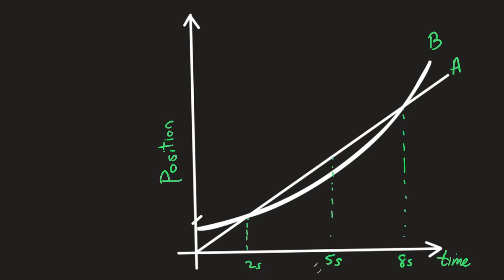B does not have a constant slope. B's slope, is it getting steeper or shallower? Steeper. So those are the words I want to use here. B's slope is changing. I don't know if it's exponential or quadratic. I wouldn't know that unless I had more data. I know that it's getting steeper, and therefore the velocity is becoming greater.